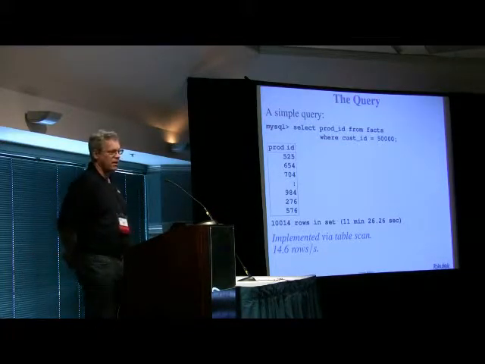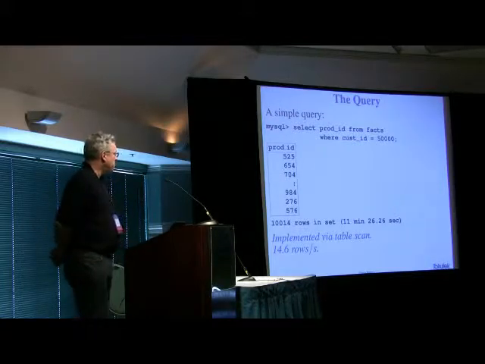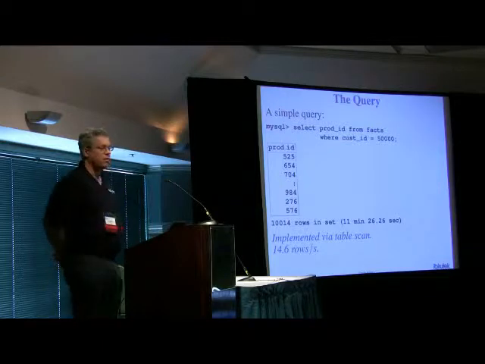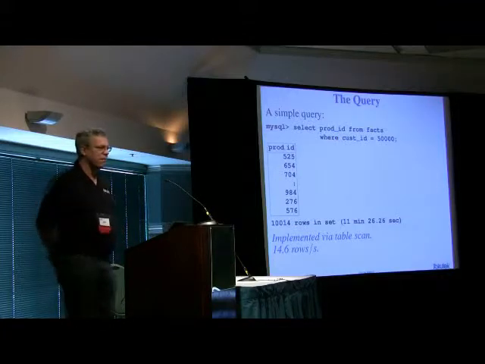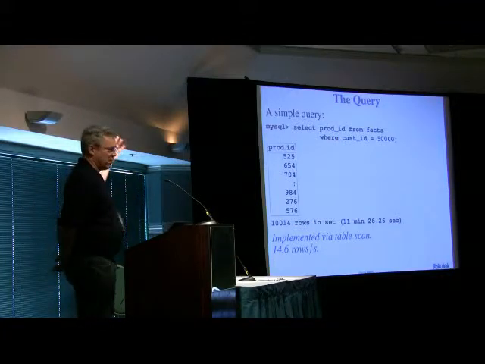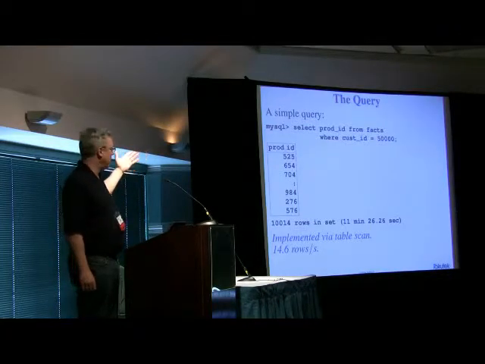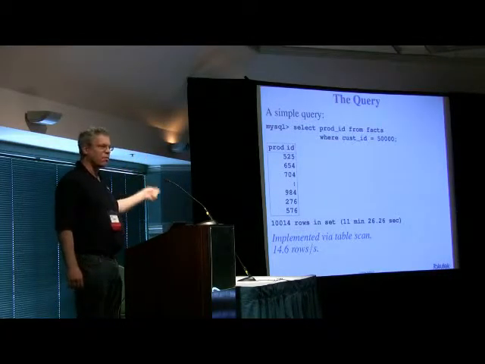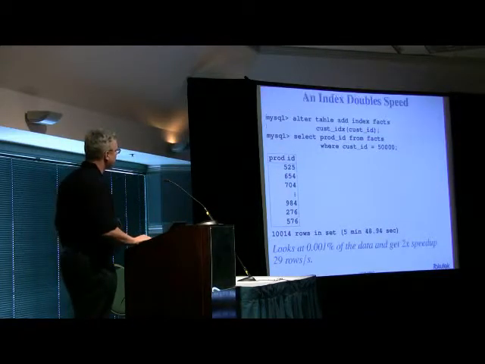And because this table has no indexes at all on it, it took a long time. It had to do a table scan, and it only looked at about 14.6 rows per second for the output. The input of that select, it looked at 1 billion rows in 11 minutes. But in terms of the rate at which rows were produced, it's only 14 per second.